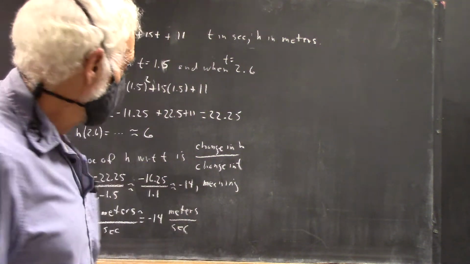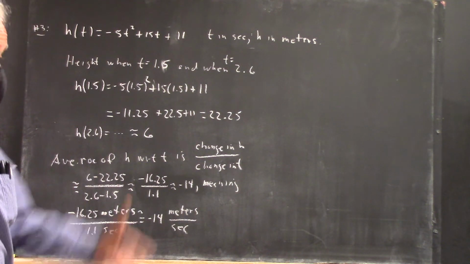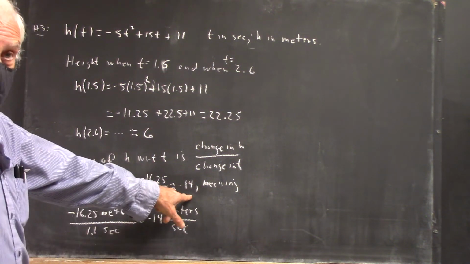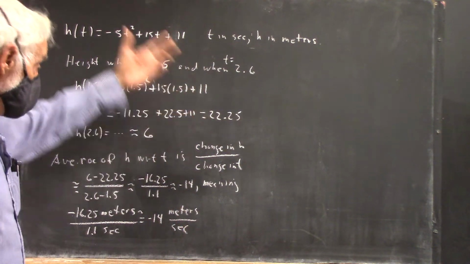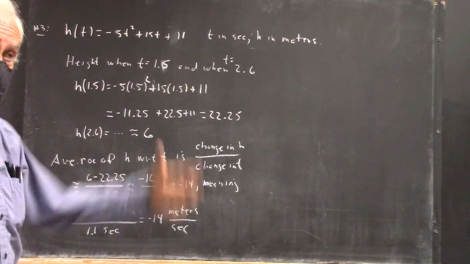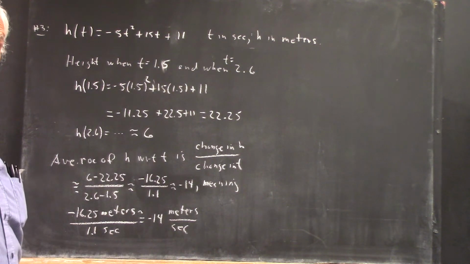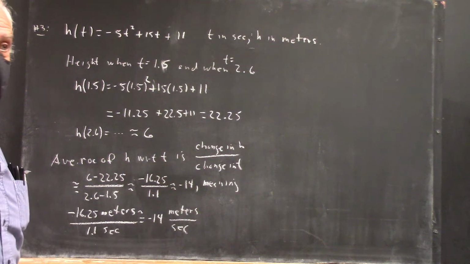What this tells you is on the average, now this thing's falling, right? Because the change in height goes from 22 meters to 6 meters, falls about 16 meters. Okay, about 50 feet, height of a medium-sized tree, okay?